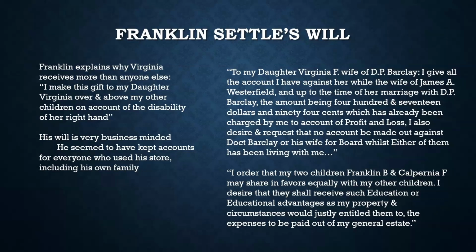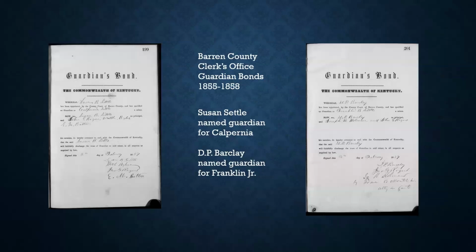But his other two children, Franklin and Calpurnia, were also granted money. He is especially setting aside money for their education, which is interesting that he is singling out that aspect. And because they were both under 21, they both had to have guardians named. Susan, their mother, was named Calpurnia's guardian, and then DP, Virginia's husband, was Franklin's guardian. And this may be just because as a male, Franklin would have had more legal issues to deal with than Calpurnia would have, and that's why he had a man appointed his guardian.